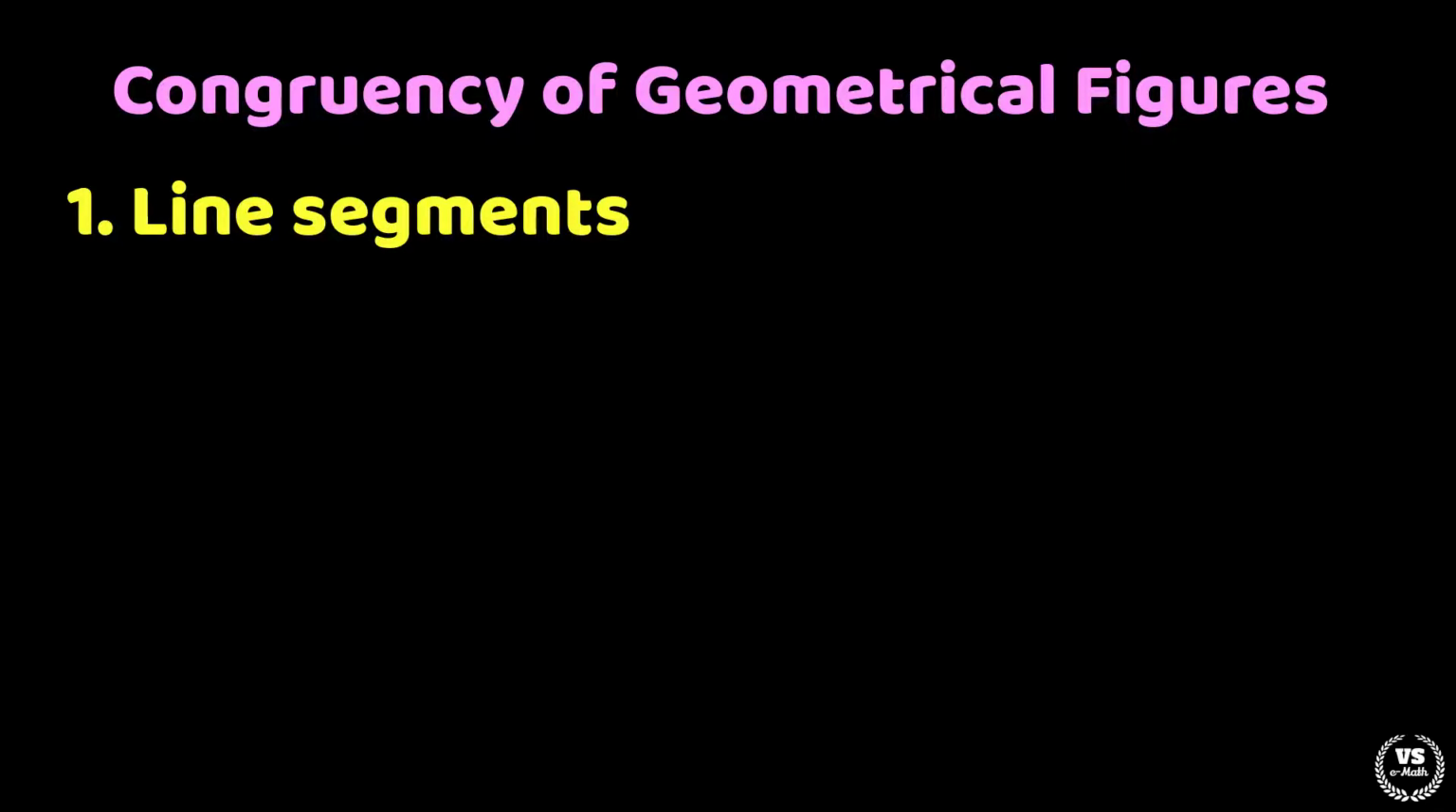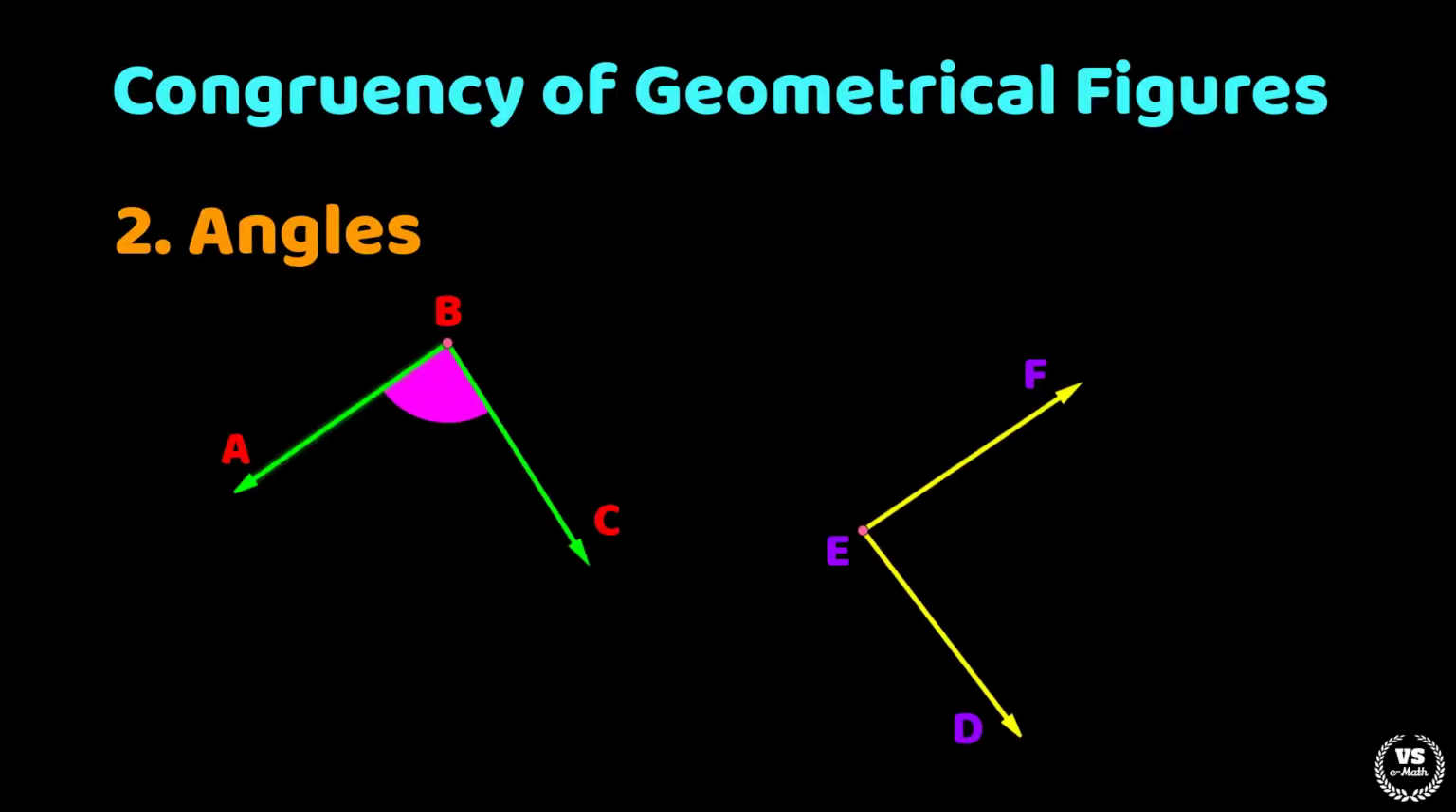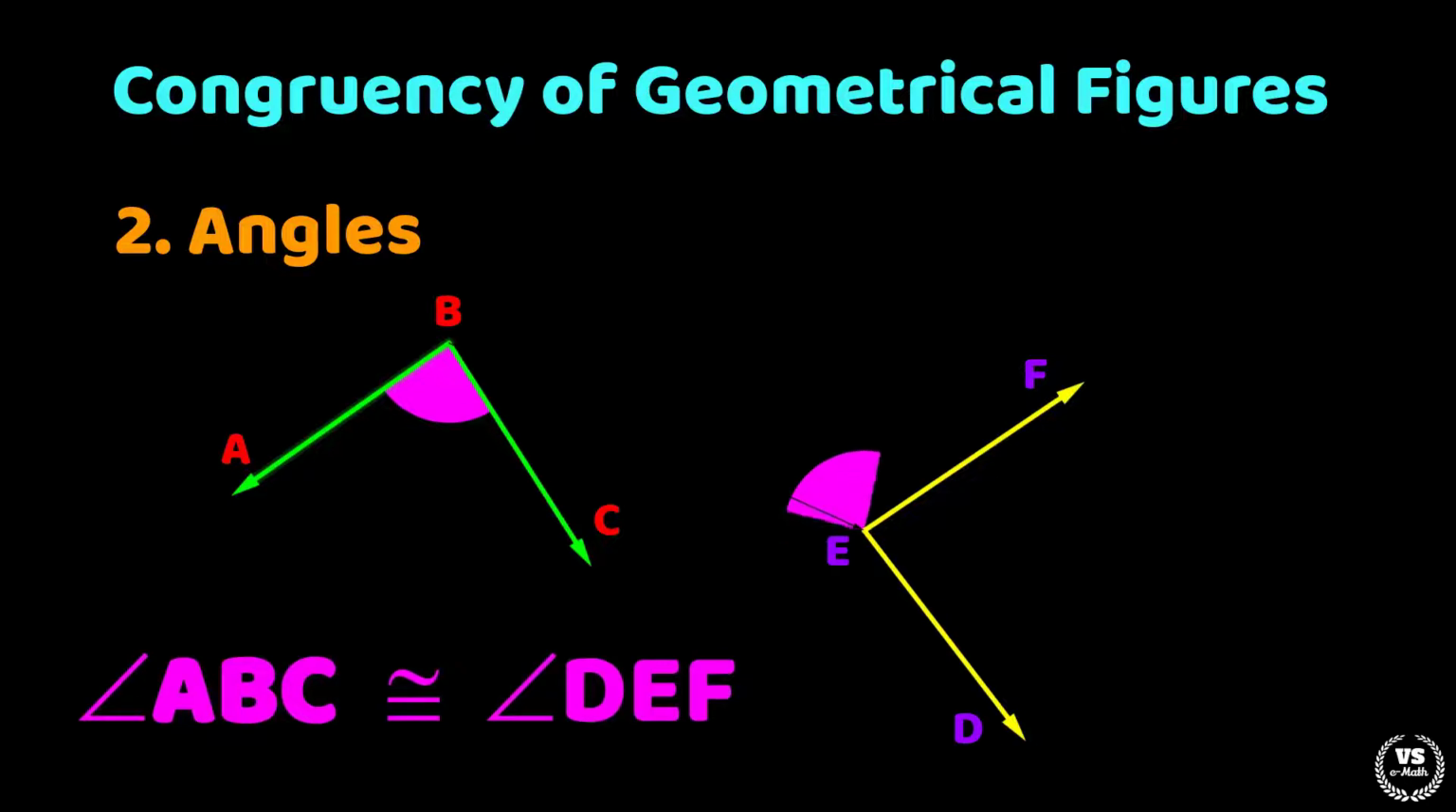Now, let's move on to congruency in angles. The term itself is self-explanatory. When two angles have the same measure, then they are congruent angles. Now, watch this. As I am allowed to rotate, I rotate the angle to prove its congruency. This can be written as angle ABC congruent to angle DEF.